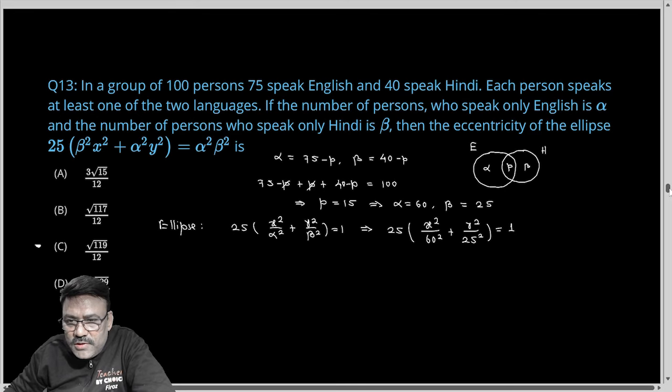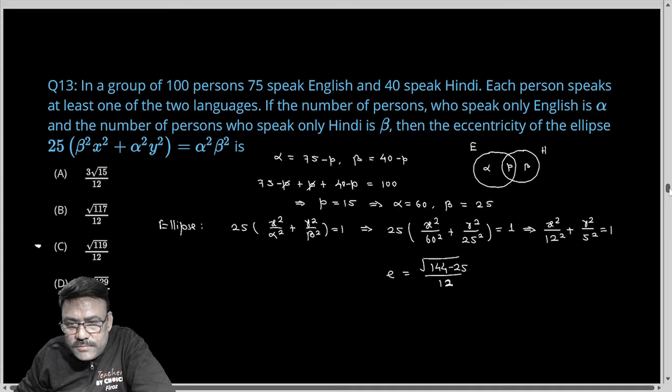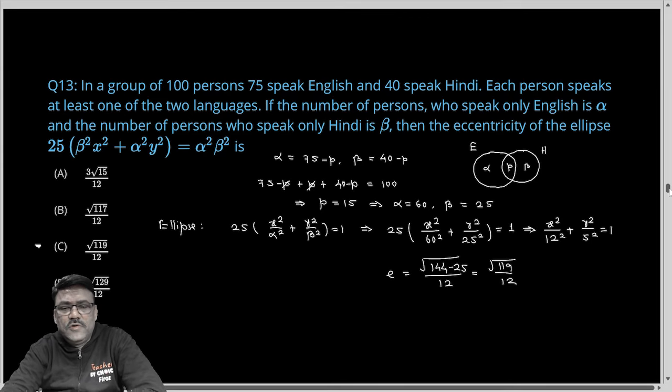So ultimately you are getting x square by 12 square, since 60 divided by 5 is 12, plus y square by 5 square, equals 1. This is what it is. And they are asking the eccentricity. The eccentricity will be under root a square, which is 144, minus b square, which is 25, by a, which is 12. 144 minus 25 is 119, so it is under root 119 by 12. So this is the eccentricity of the ellipse, right?